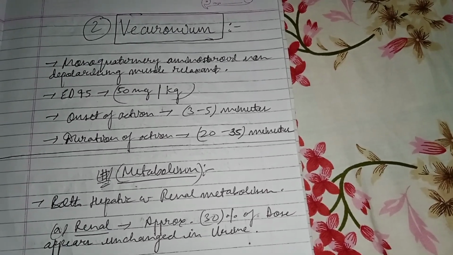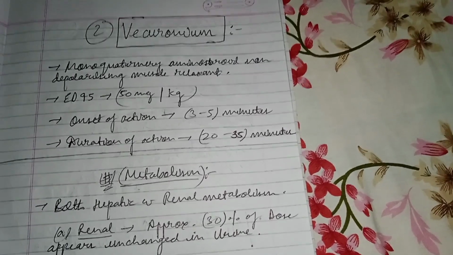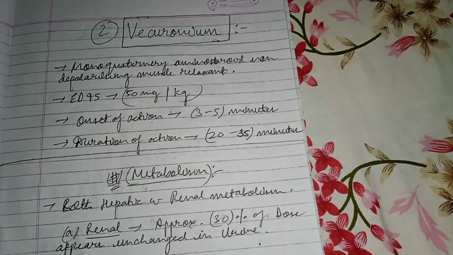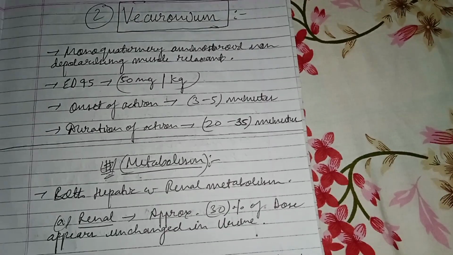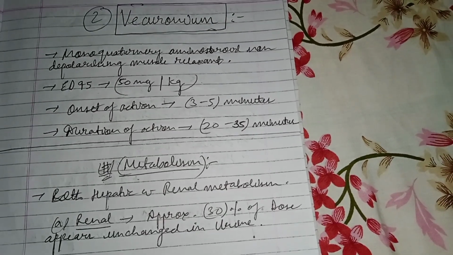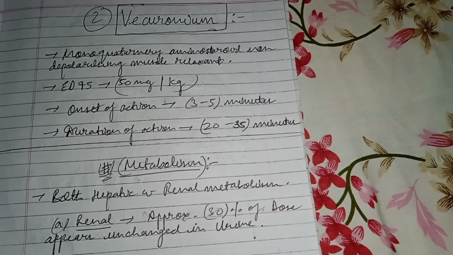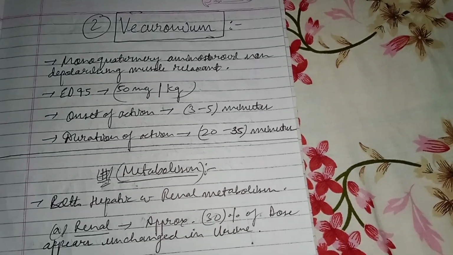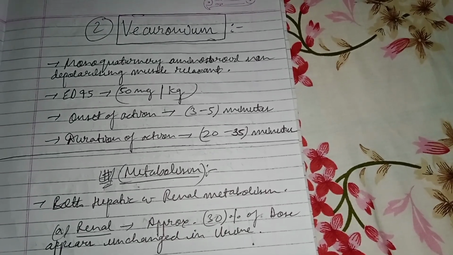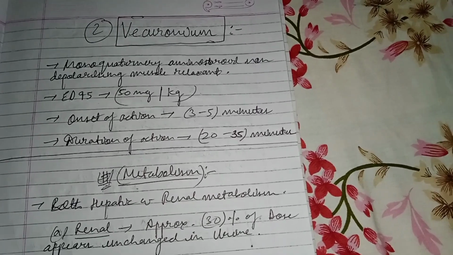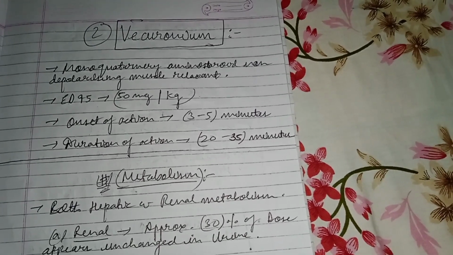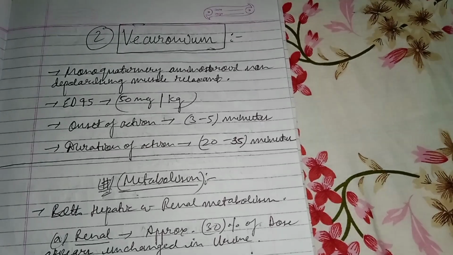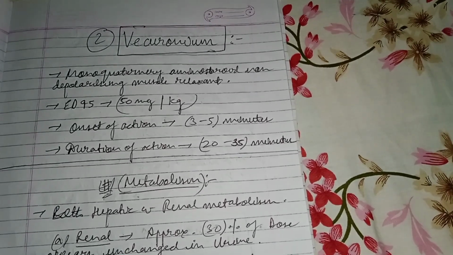Today we'll be discussing an intermediate acting non-depolarizing muscle relaxant called VECURONIUM. So what is VECURONIUM actually? It is a monoquaternary aminosteroid non-depolarizing muscle relaxant. The ED95 of VECURONIUM is 50 mg per kg body weight. The onset of action is within 3 to 5 minutes and the duration of action is 20 to 35 minutes.